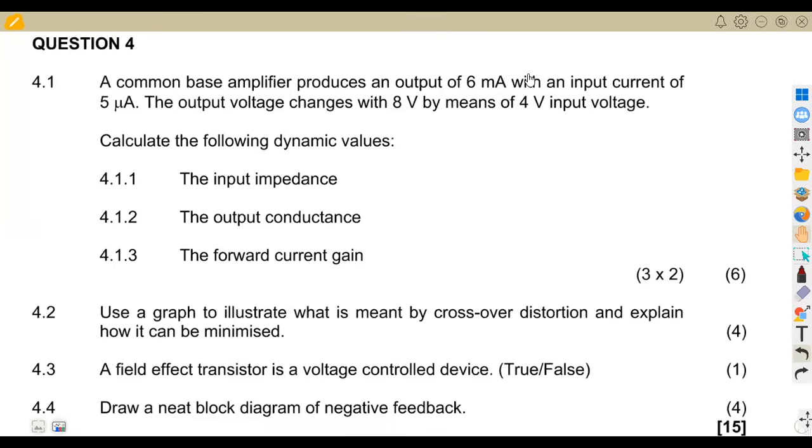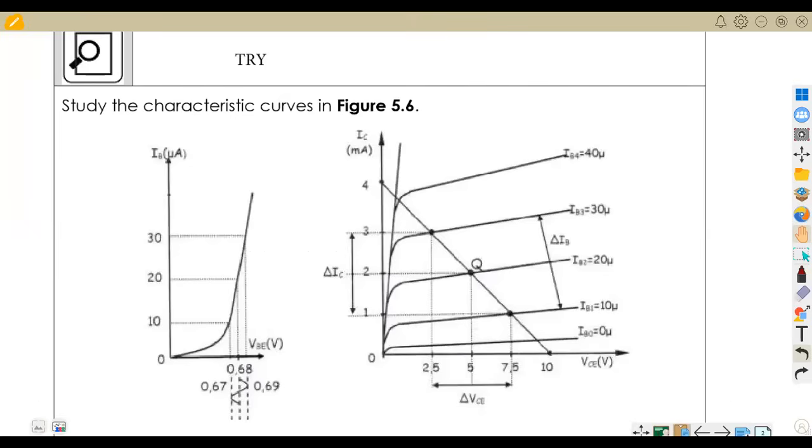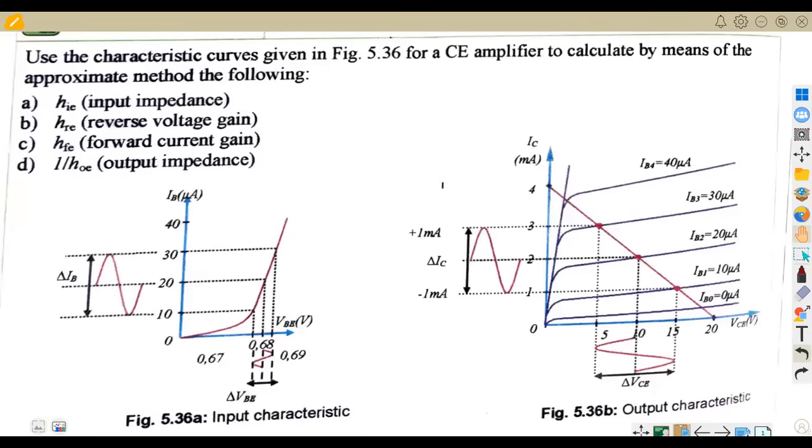In this case, we shall be focusing on the H parameters for dynamic values. What is it that you're going to need on our H parameters? I've got questions that you're going to consider. I want us to start from the basics here. We've got a diagram that you can just consider.